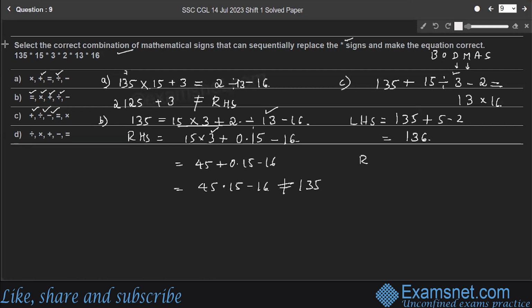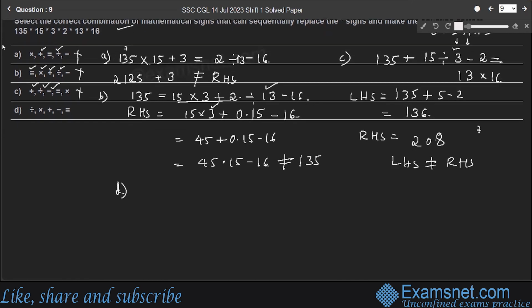Whereas RHS is 13 into 16. So 13 into 16, yes, 78, yes, 208. So LHS is not equal to RHS, right? So option C is not the answer. So the remaining option is option D. This will be the answer.